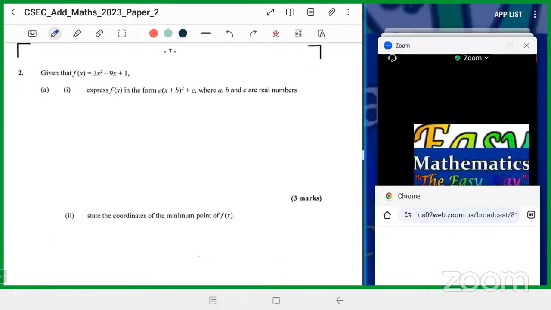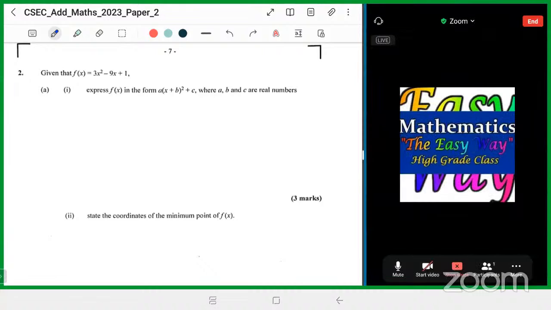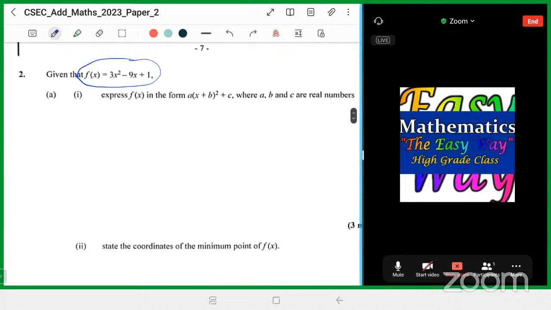Okay, for now, number 2, CSEC AdMath May 2023 Paper 2 exam solutions. This one gives us this quadratic function and wants us to write it in the form that's a vertex form. So basically, I want us to complete the square. All right, so let's do that.